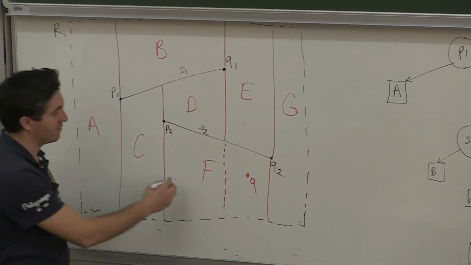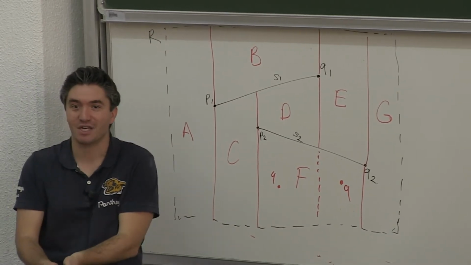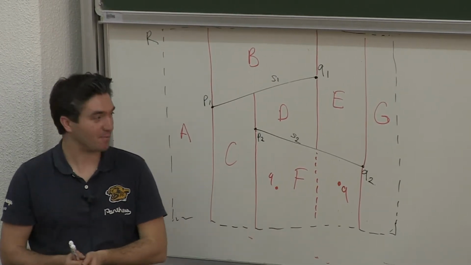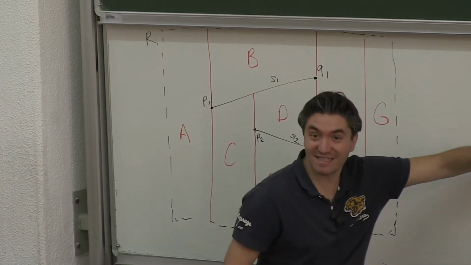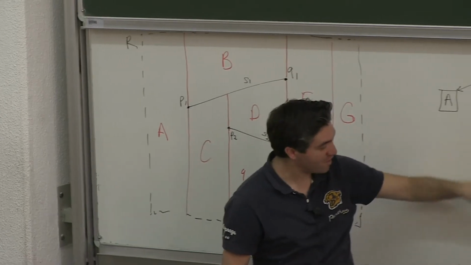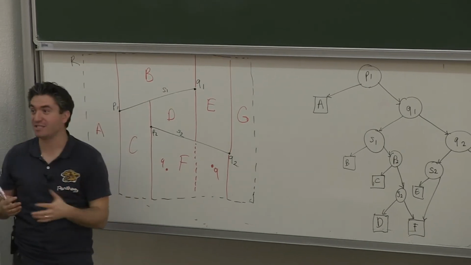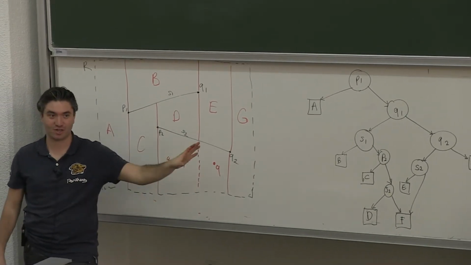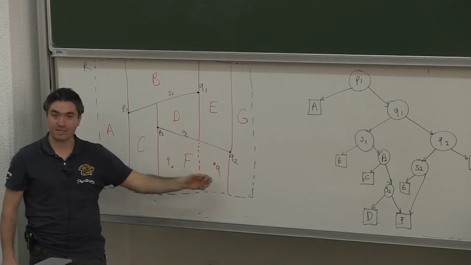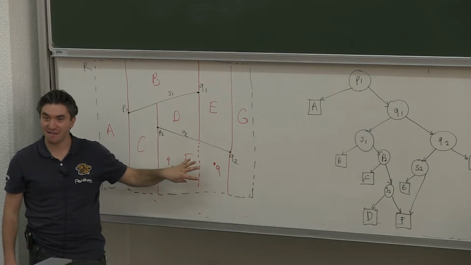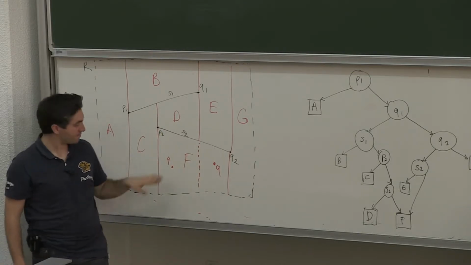If my point was in this region, I would have followed a different path to reach the same trapezoid. In that case, from this Q1, I would have taken the left path because it's axis. So the same trapezoid F can be reached from two different paths, therefore it's not a tree. The search structure is not a tree because different query points may end up at the same leaf by following different paths on the search structure.